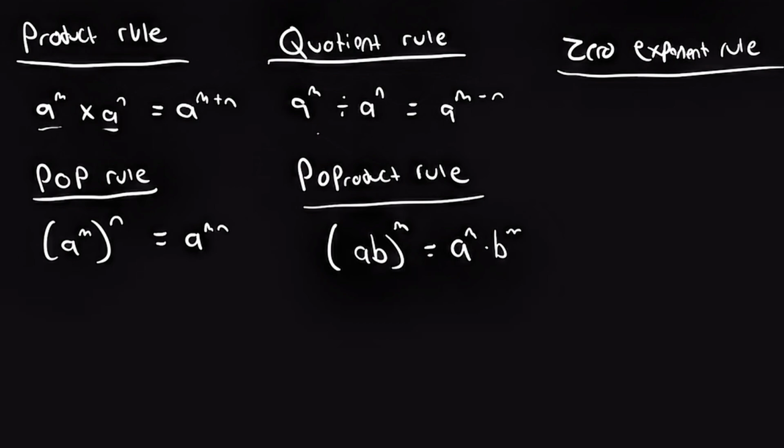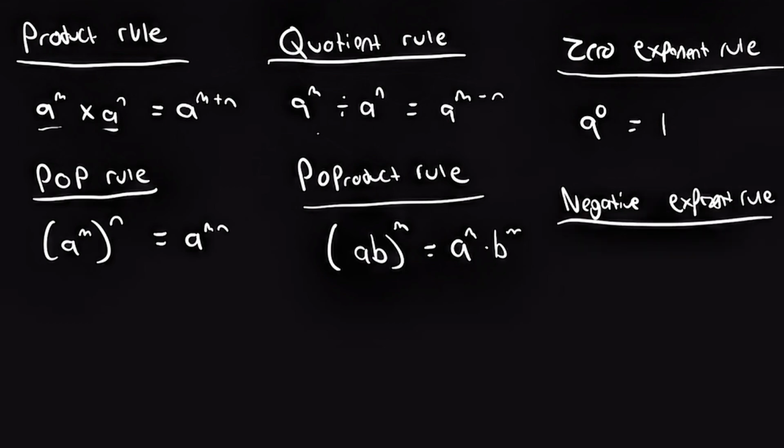Basically states if you have a to the power of 0, that is equal to 1. And that's very simple. And then you also have the negative exponent rule, which basically states if you have a to the power of minus m, that is just equal to 1 over a to the m. And this is very useful if like you're solving an equation and you end up with a negative power. You could always make it positive.